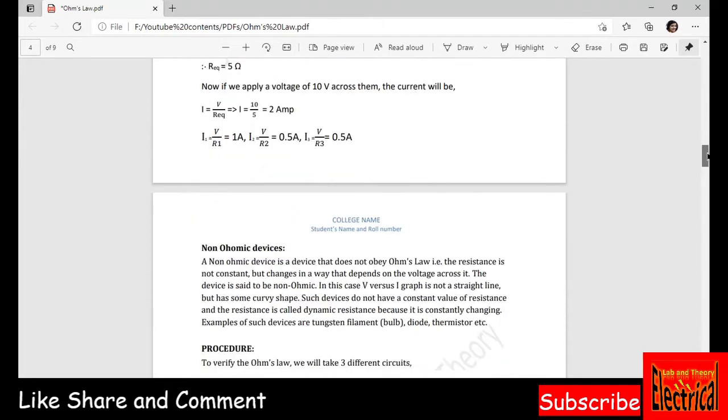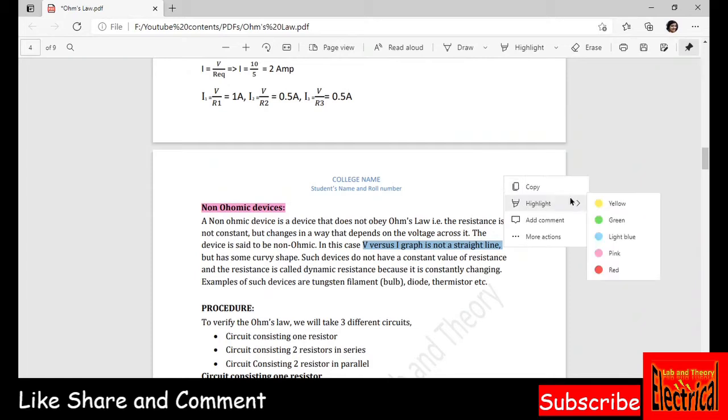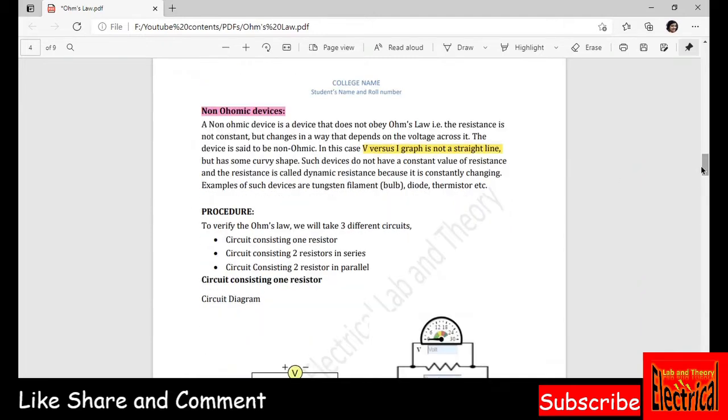Okay. So now there are some devices which are non-ohmic devices. So what are the non-ohmic devices? The V versus I graph is not a straight line. This is the important thing. This is the main thing in which the non-ohmic devices differ from a normal resistance. I have given you some examples like tungsten filament bulb, diode, thermistor, etc.